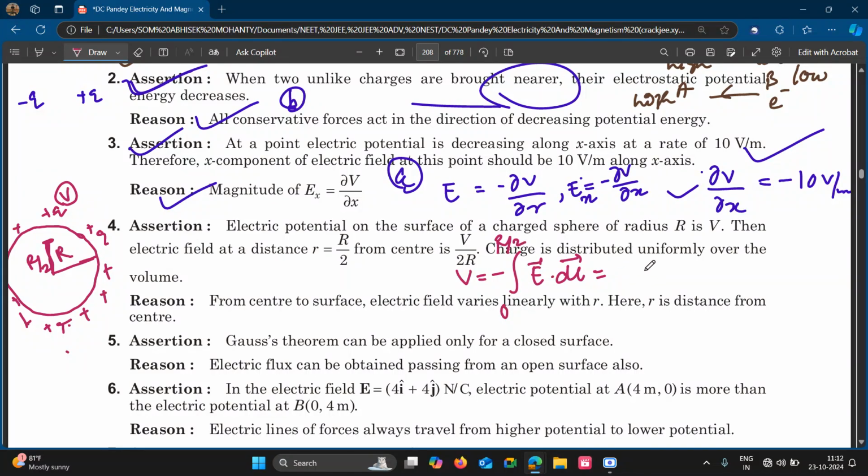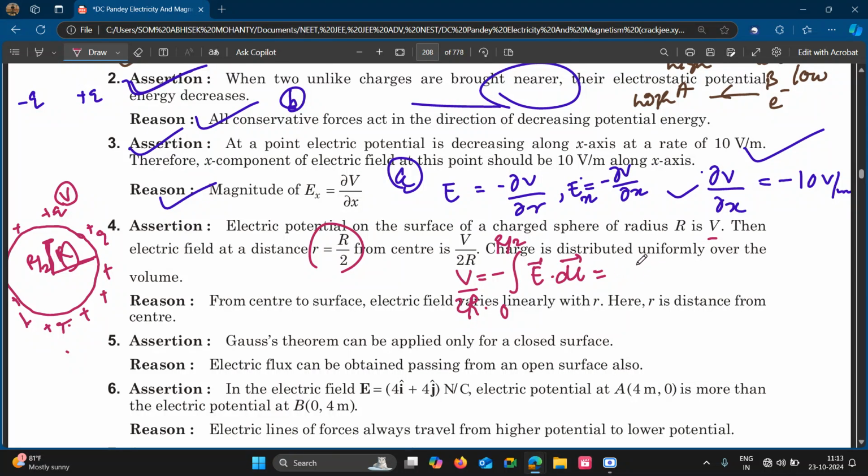Okay, so if we put the formula E, E for the whole surface is KQ by capital R square, where R is the radius. Charge is distributed uniformly over the volume. So here V is your V, and at this distance it is V by 2r, because up to r by 2 we are taking. So V by 2r is equal to integration E dot dl.